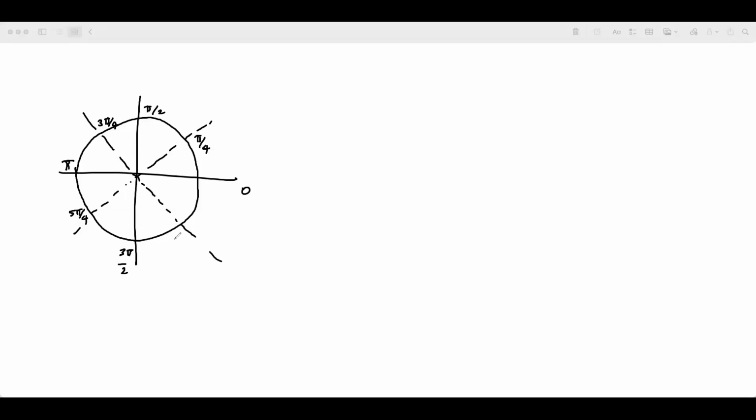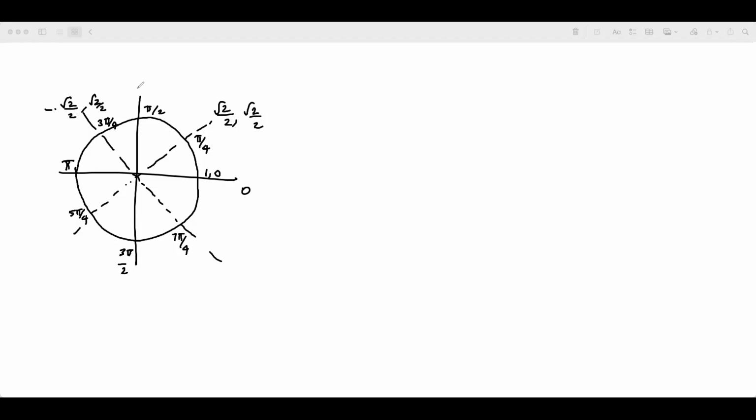And then you say 7 pi by 4. So we need to start writing root 2 by 2, comma root 2 by 2. So we'll start filling in here. This is negative root 2 by 2, comma root 2 by 2. You know this is the unit circle.